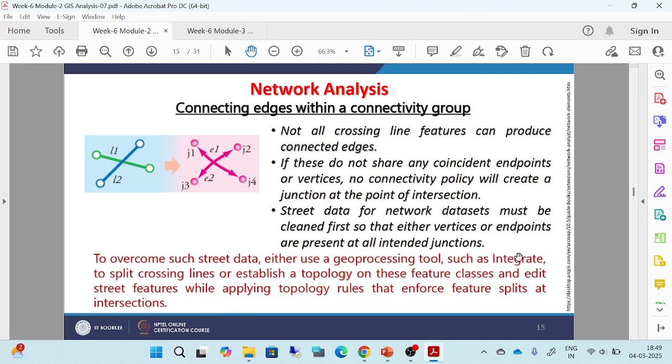I have not done it personally, so I don't know very well, but what I understand is that in certain cases, like when you're dealing with a huge data set or a big map, at times you might have to use geoprocessing tools like Integrate in order to split the crossing lines. You might find such crossing lines in multiple positions and you might not be able to do it manually. So you can use such geoprocessing tools which will take care of that and introduce a vertex.